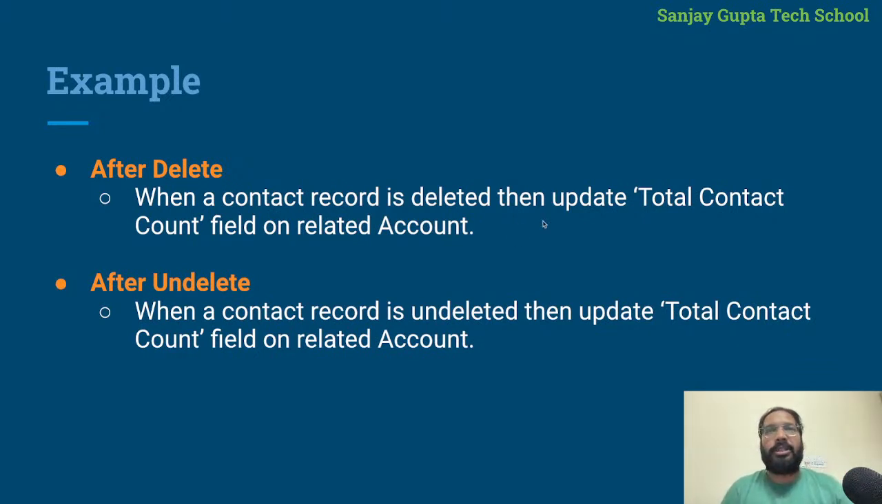Right? So just focus on understanding. It is very important. And here we need to focus on contact. So contact is being deleted. So right now the trigger will be on contact, not on account. Whatever we have done so far was on account only, but for the first time we are going to implement code for another object, that is standard contact. And we need to make sure this total contact count field is available on account.